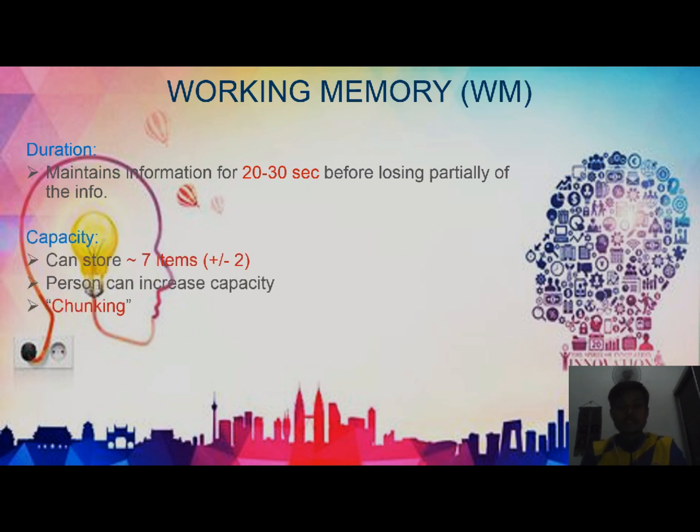And the capacity of the working memory is about 7 items, and a person can increase the capacity of the memory using chunking. Okay, what is chunking? Chunking is the process of taking individual pieces of information, which are chunks, and grouping them into larger units. By grouping each piece into a larger whole, you can improve the amount of information you can remember.